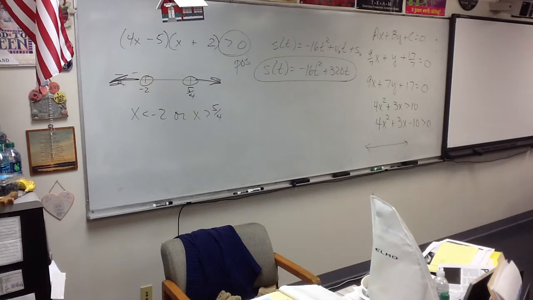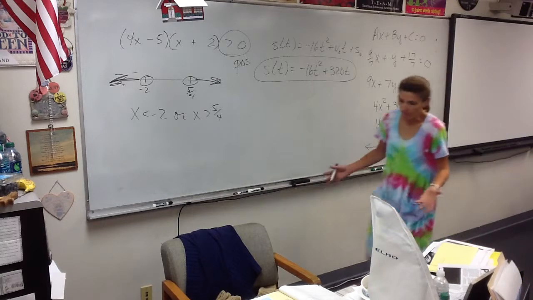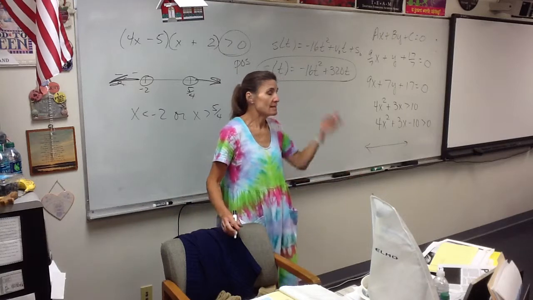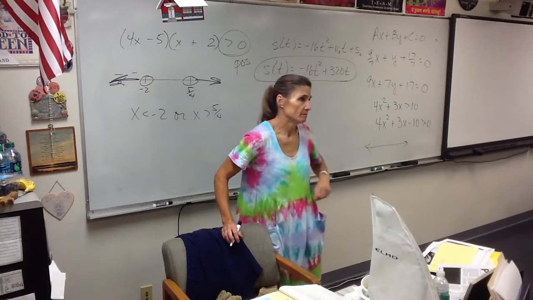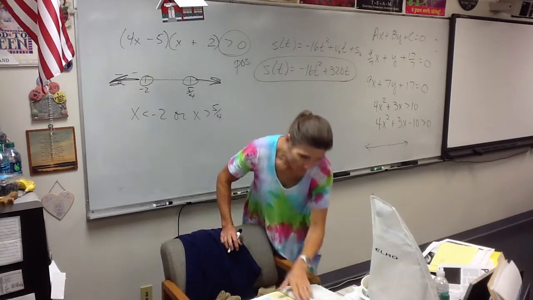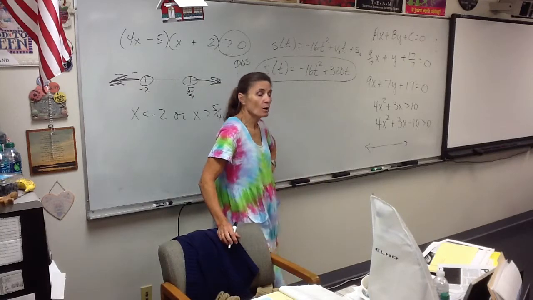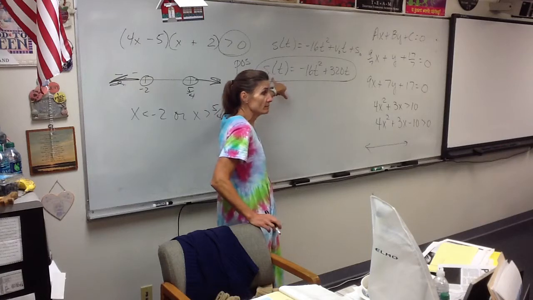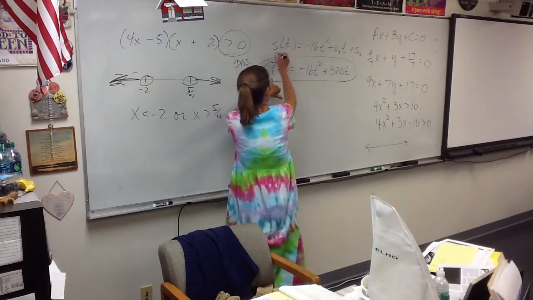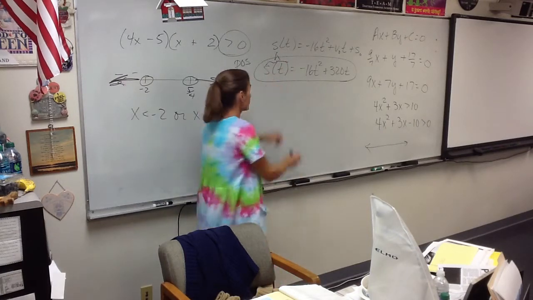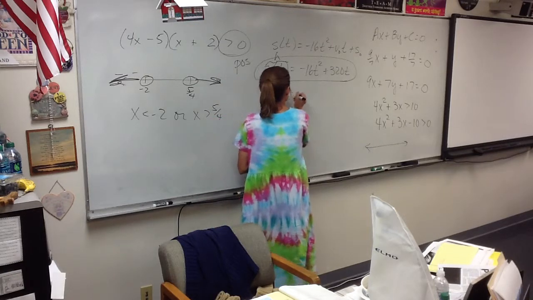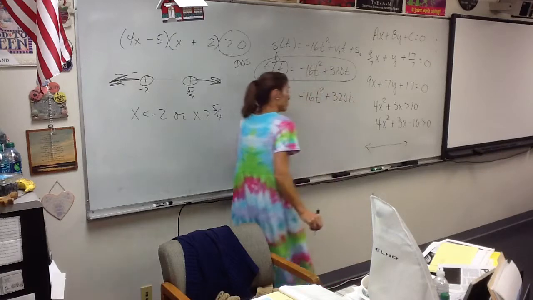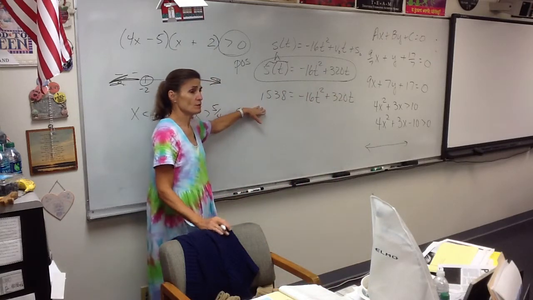So look at problem A. What's the number they gave you? 1538. That's 1538 feet above the ground. So where are you going to put the 1538? Right here, right? This is the height above the ground. So you're going to put 1538 here, and you're going to have this equation to solve. So how do you go about solving that equation?